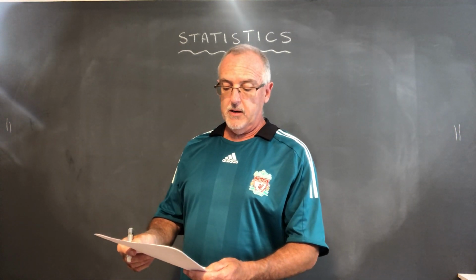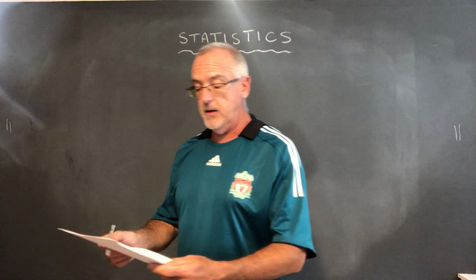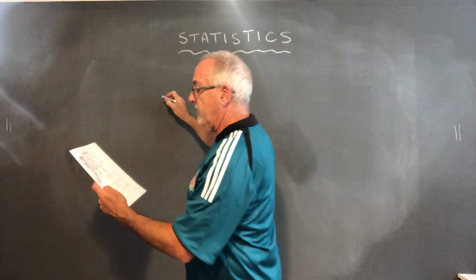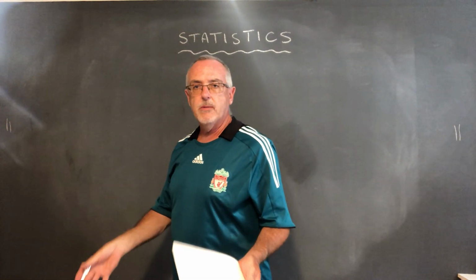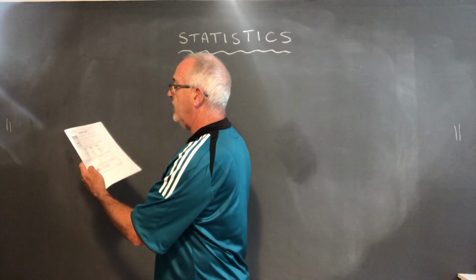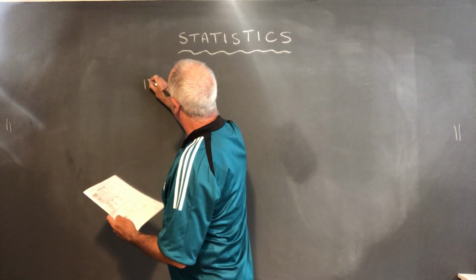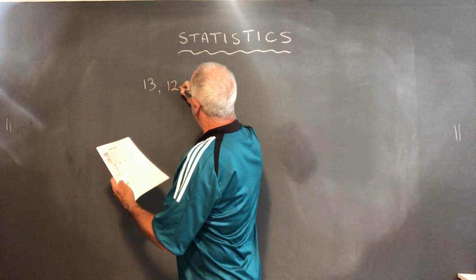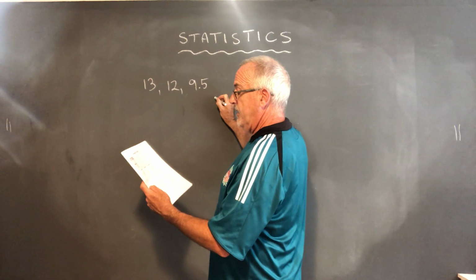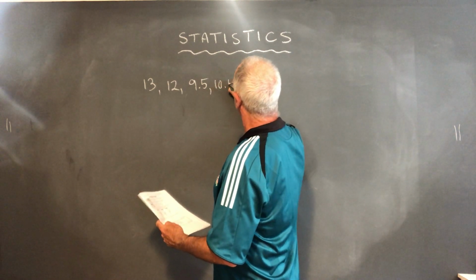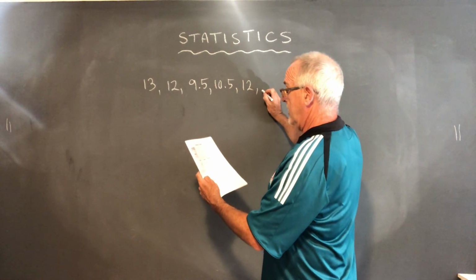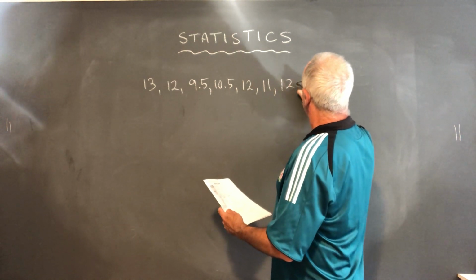I have a list of shoe sizes of 8 students. So I'm going to list all of them. Now I'm not trying to list them in order from smallest to largest. That comes in handy sometimes in statistics, but we don't have to do it right now when we're finding the mean. So if the shoe sizes are 13, 12, 9.5, 10.5, another 12, an 11, another 12, and an 8.